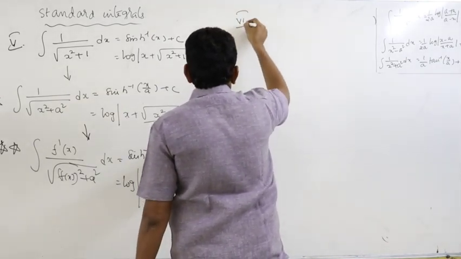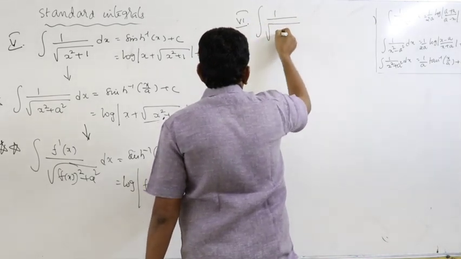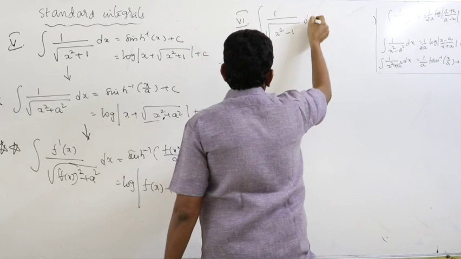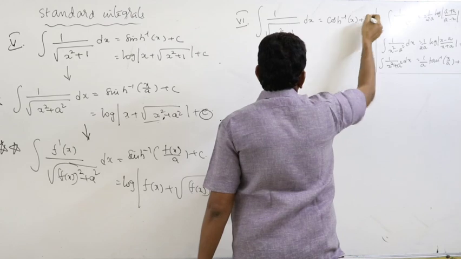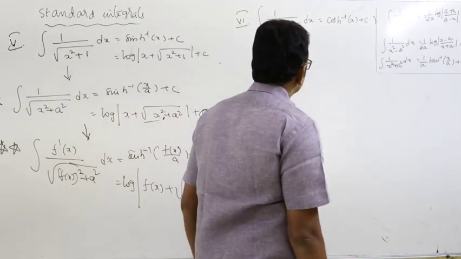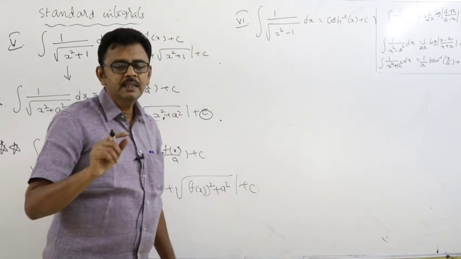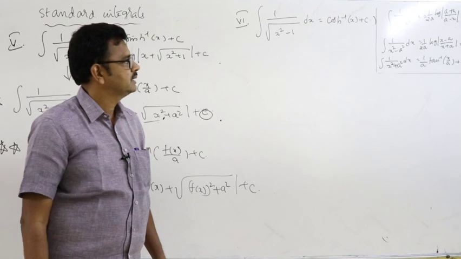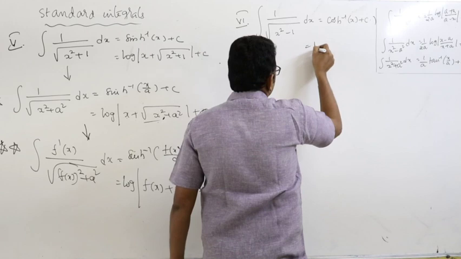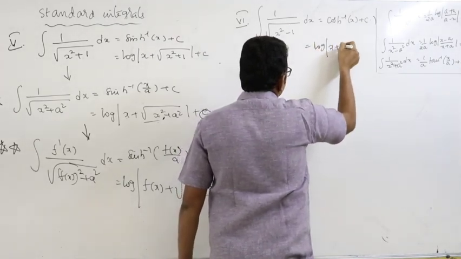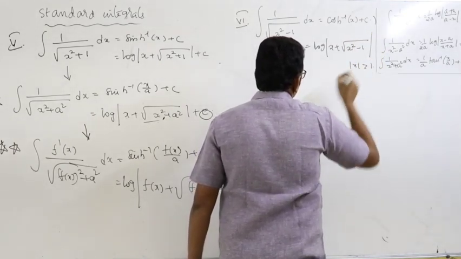So, sixth standard result. Similarly, I think you know the integral of 1 by root of x square minus 1 dx is equal to cos h inverse of x plus c, if x is greater than 1, and minus cos h inverse of minus x if x is less than minus 1, or log of mod of x plus root of x square minus 1 if mod x is greater than 1.